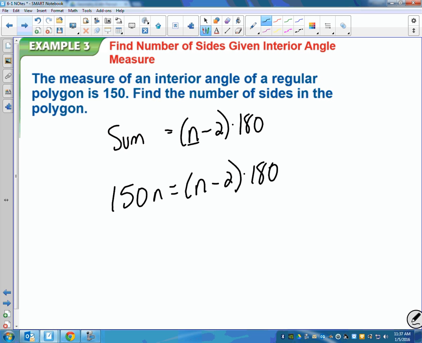Once you know how to set it up, it's just solving, just doing the algebra, which hopefully is still there to do. What would I do first?